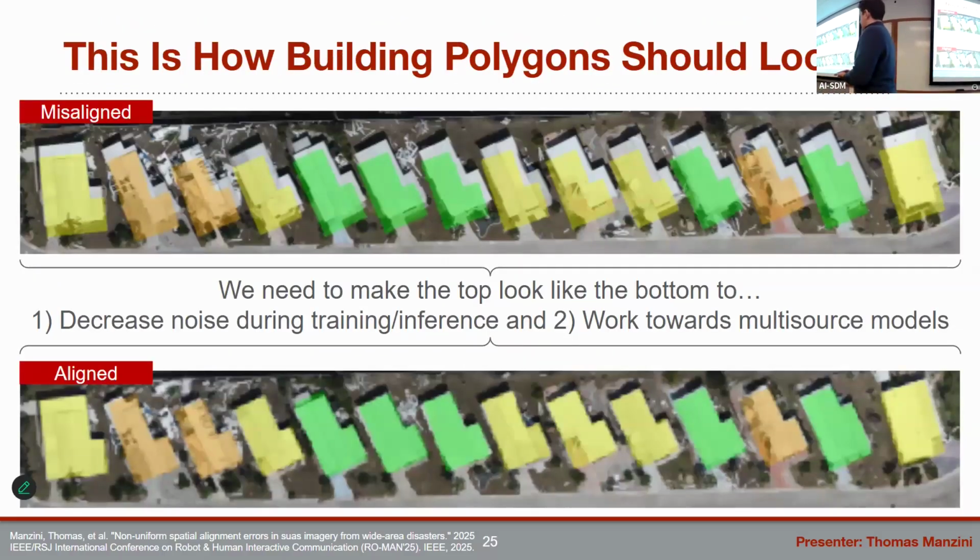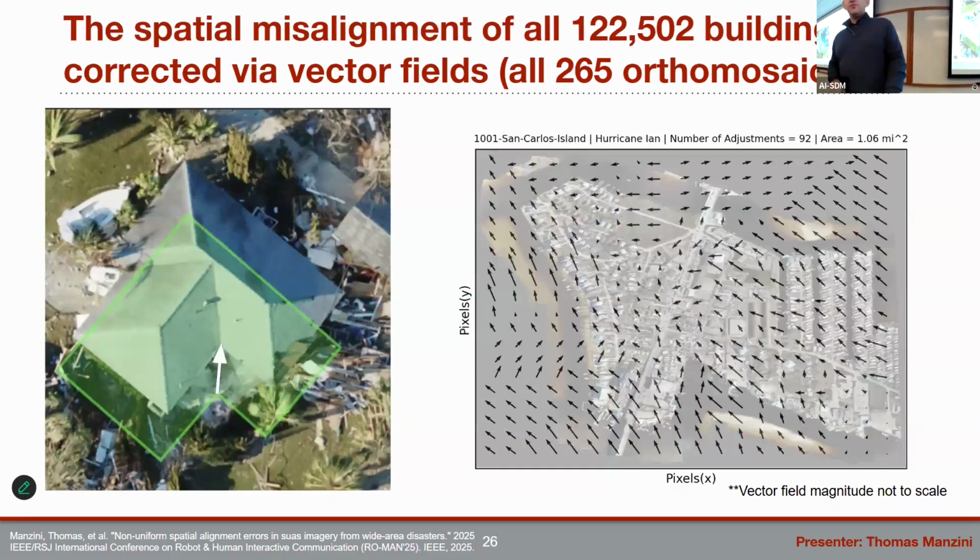So for training models, we want to correct this issue, and we want to do this for two reasons. One, we want to reduce the noise that's present in the labels generated both during training and inference. But also, as we look towards training these multi-source models, and eventually models that can consume more than one view of the scene at once, then we need these images to line up. And so to do that, the CRASAR-U-DROIDs dataset also has spatial alignment labels for all 122,000 building polygons. So this is a linear translation that takes a building polygon and shifts it into position.